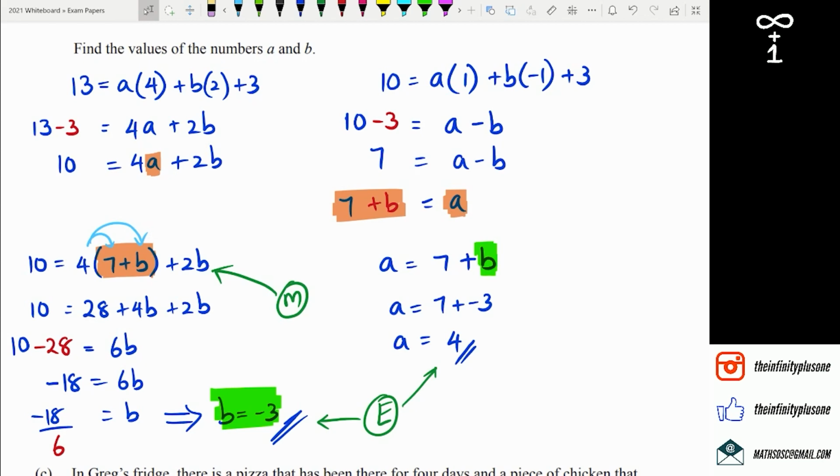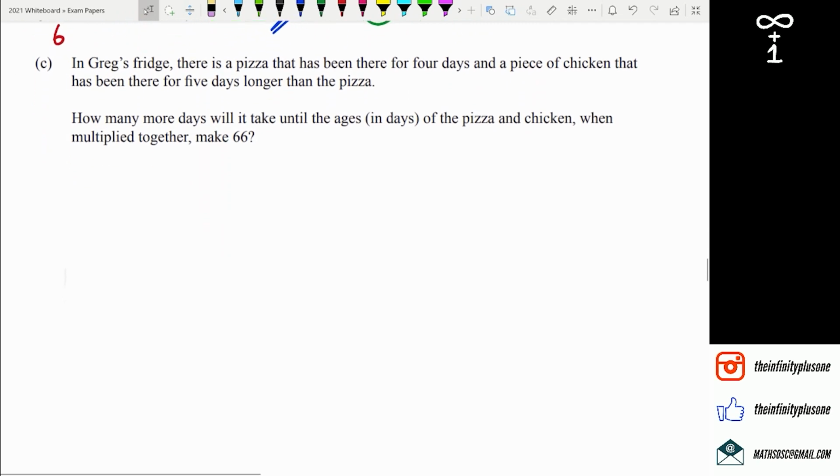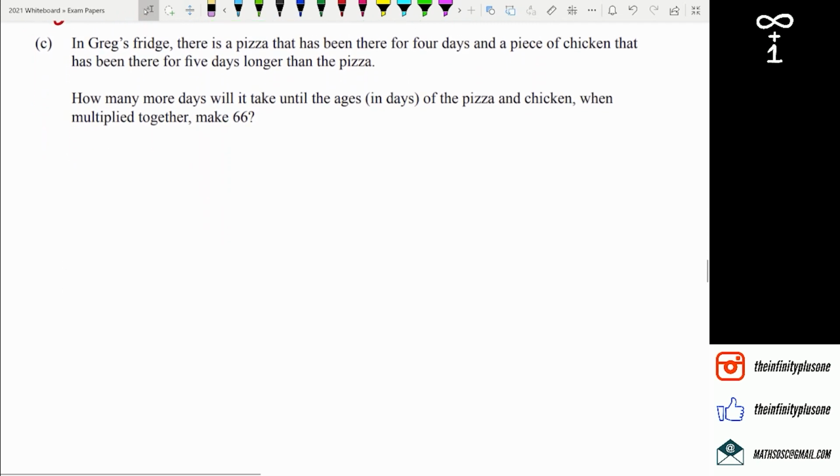All right, so let's go to question 2C. These types of questions are always annoyingly annoying. What we have got is a pizza that's been there for 4 days and a piece of chicken that's been there for 5 days. I still don't understand why somebody would actually have a pizza in their fridge for 4 days or a piece of chicken for 5 days.